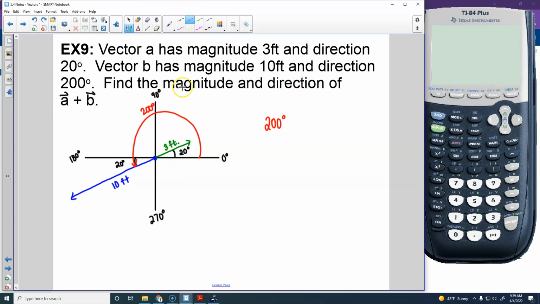And to find the magnitude, we just subtract. So 10 minus 3 would give us 7 feet.